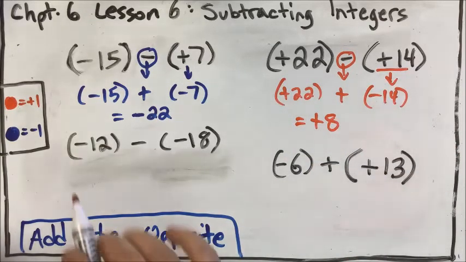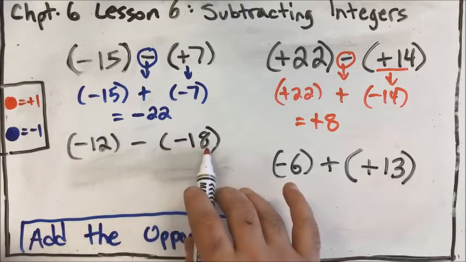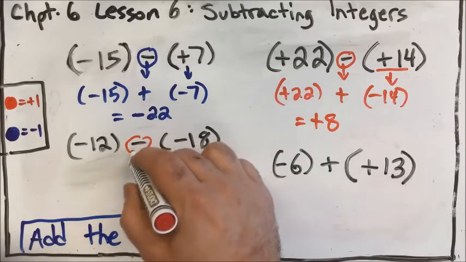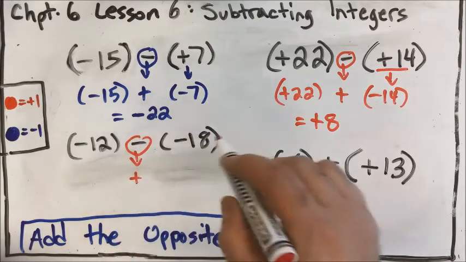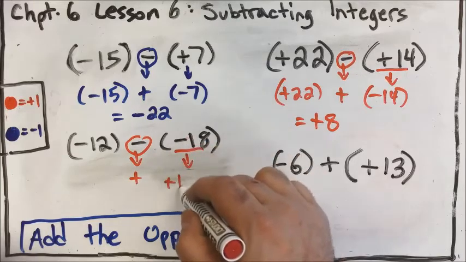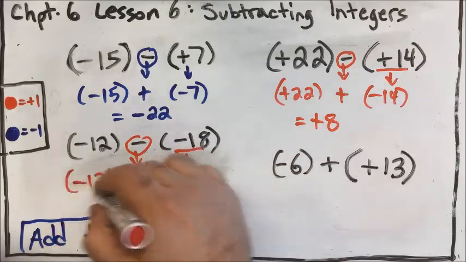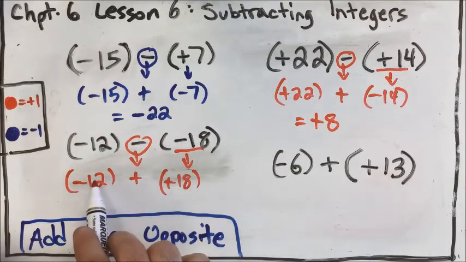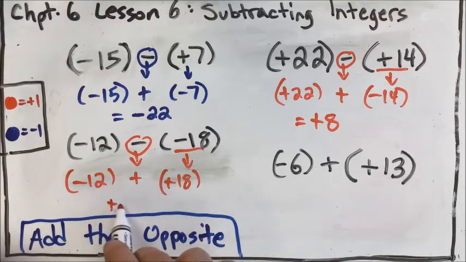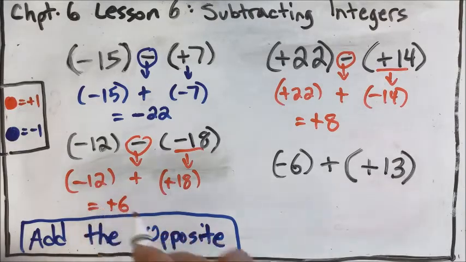In my next example, I have negative 12, subtract negative 18. Same thing, change the subtraction to an addition. Take the opposite, which is positive 18. Keep the first integer the same. 18 is bigger than 12, so my answer will be positive. 18 is bigger than 12 by 6 numbers, so my answer will be positive 6.